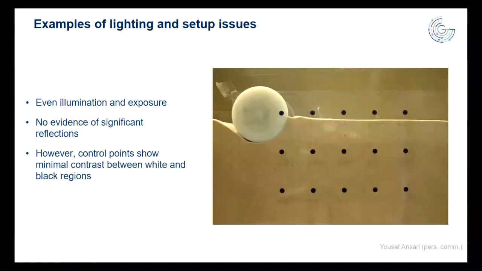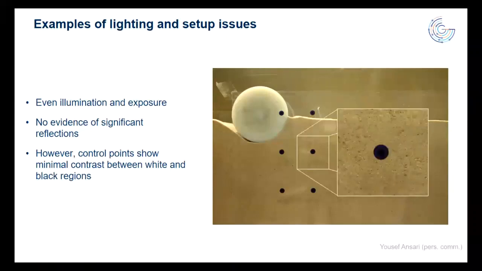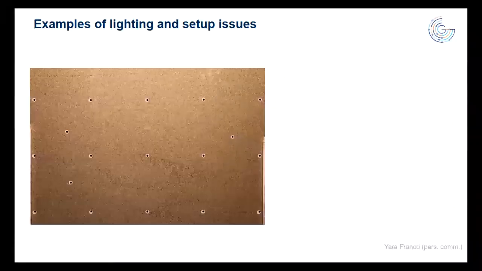But if you look at the control points, there's minimum contrast between the white and the black regions about which we're going to centroid. So this makes centroiding really, really hard. And what Yusuf was struggling with was the photogrammetric correction algorithm was all over the place as a consequence of these markers being very, very difficult to calculate centroids for. So the centroiding process in this case would be difficult.